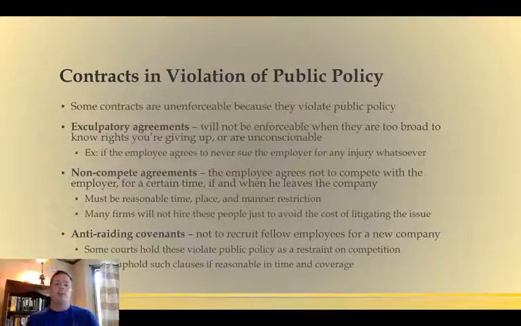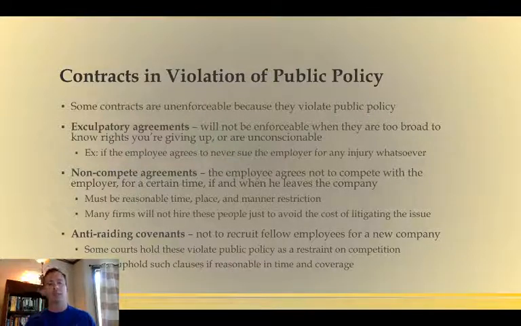Non-compete agreements, we've talked about these before as well. These are agreements where an employee agrees not to compete with the employer after they leave the employer for a certain time. And again, as long as these are reasonable in scope, then they can be enforceable. You just have to keep in mind not to make them either unconscionable or just otherwise so broad as to violate policies of anti-competition.